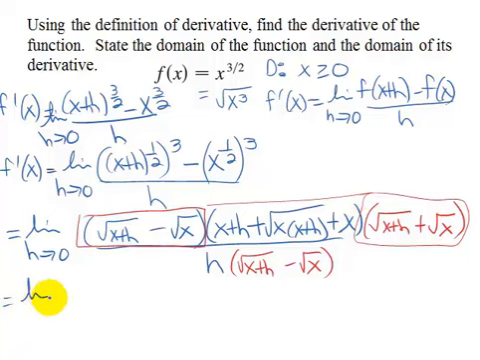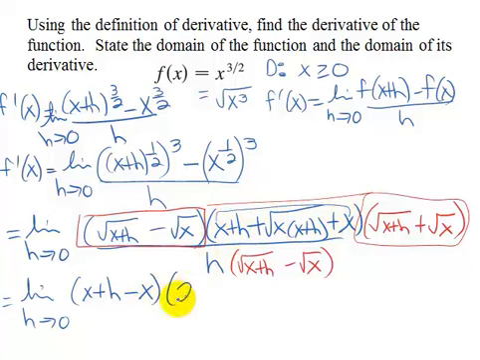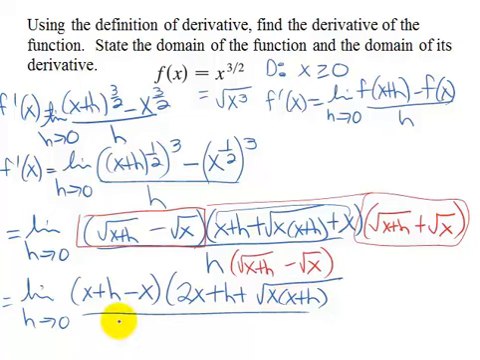And we have the limit as h approaches 0 of first times first will be x plus h. Outers and inners of conjugates cancel. Last times last will be minus x. And then rewriting this, I've got two x terms here, so I can write 2x plus h plus the square root of x times x plus h, and that's all over h times the square root of x plus h, minus square root of x. There's the other parenthesis.